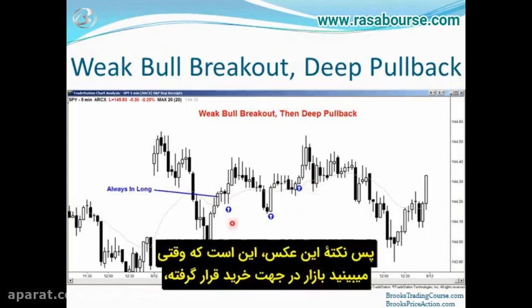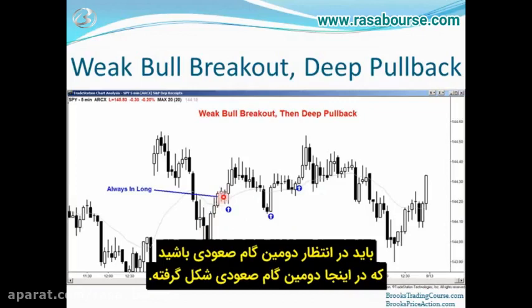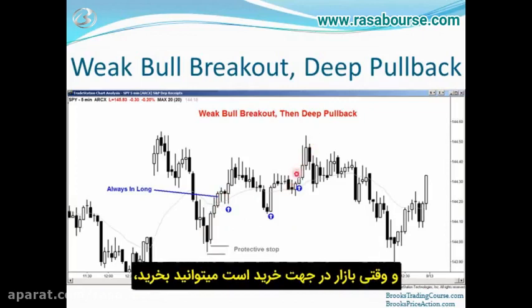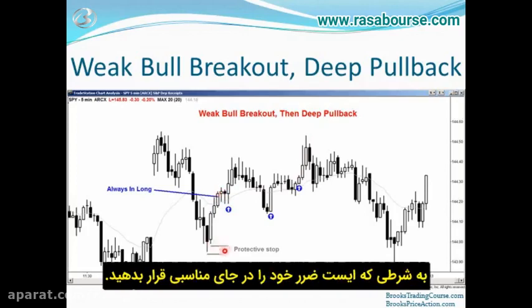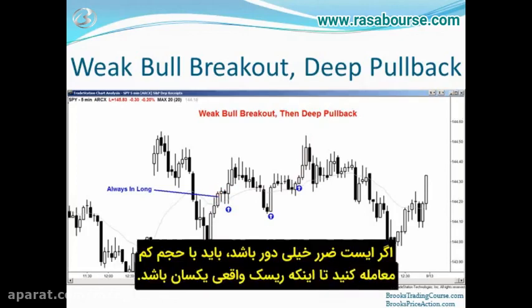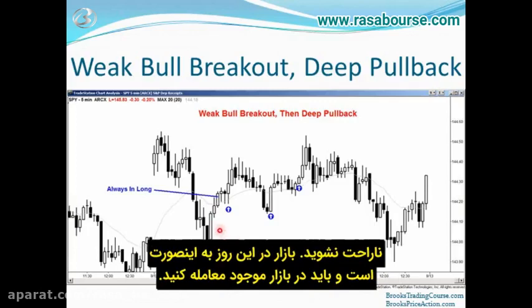So the point of the slide is, when you see the market flip to always in long, you have to be expecting a second leg up. We got the second leg up here. And if it's always in long, you can buy at the market as long as you put your stop in the appropriate location. If the stop is too far, you have to trade smaller so that your actual risk is the same.